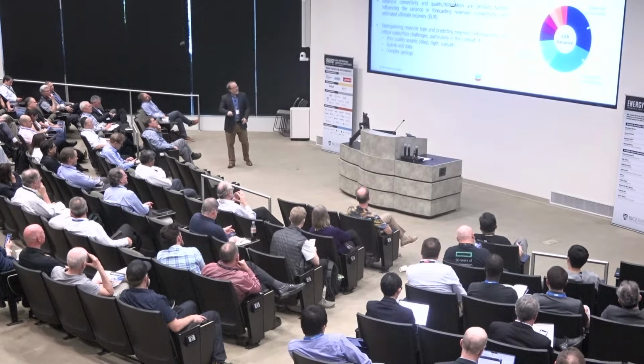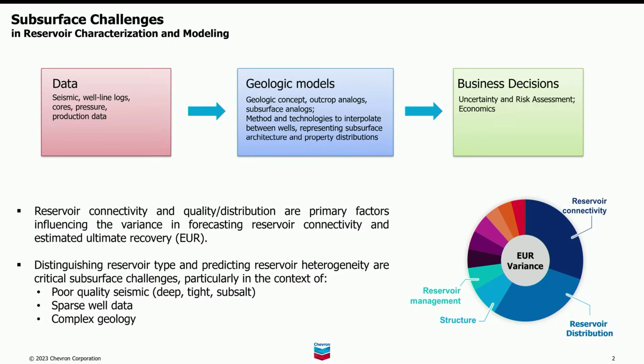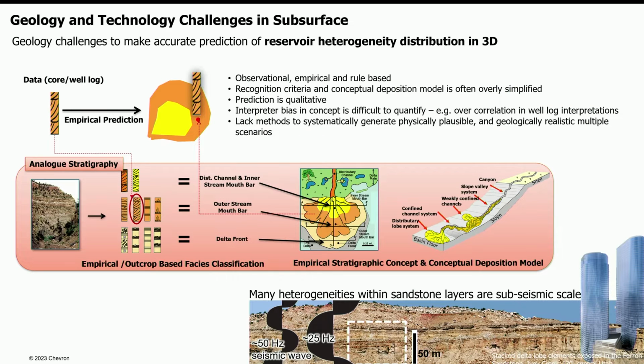So in industry, there are periodic look-backs. When you look back, you can see the contributing effects that affect EUR variance: reservoir connectivity is the biggest, and reservoir distribution and quality is the second. So these are the biggest challenges. Then we ask ourselves a question: why can't we predict EUR more accurately?